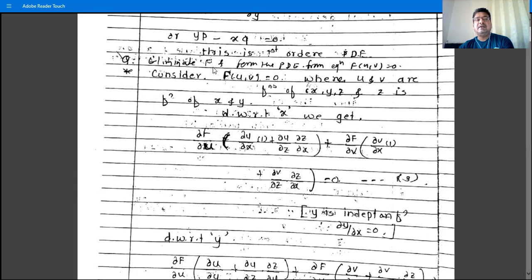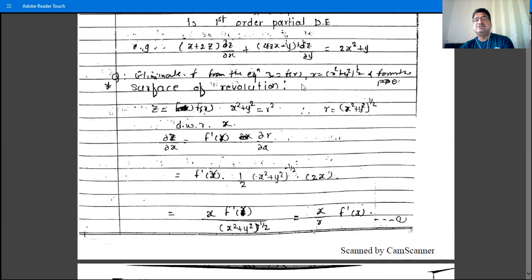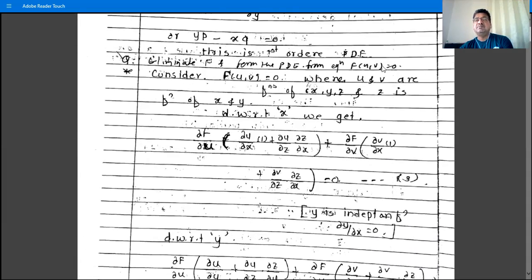Next problem: eliminate f from the equation and form the partial differential equation from the equation F of u, v is equal to 0. Eliminate this capital F and form the partial differential equation from the equation F of u, v is equal to 0. Same question. That is, we have to obtain the partial differential equation whose solution is F of u, v is equal to 0.